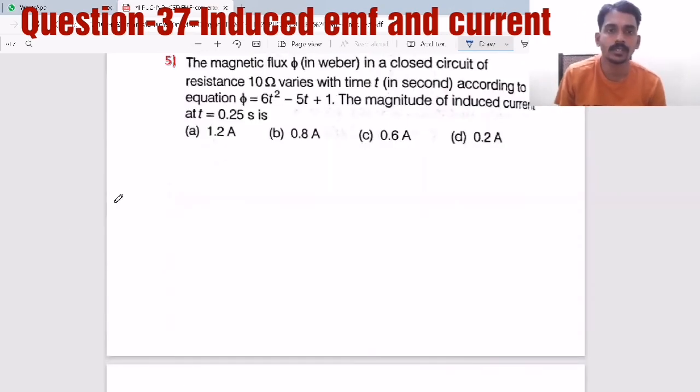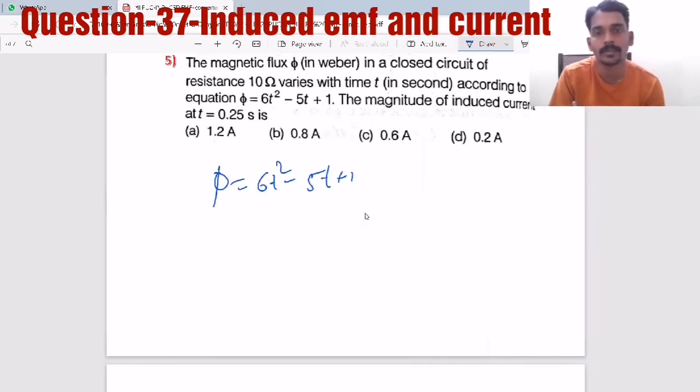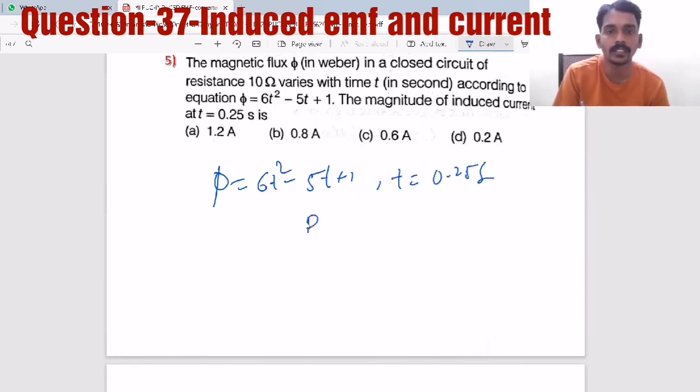Now one last and final question. They have given the flux in terms of time. Flux is varying with time. Then find the magnitude of induced current at time 0.25 seconds, and the resistance is 10 ohm.